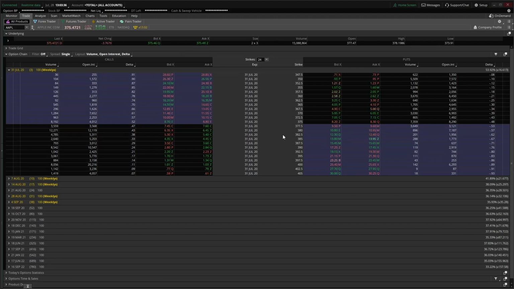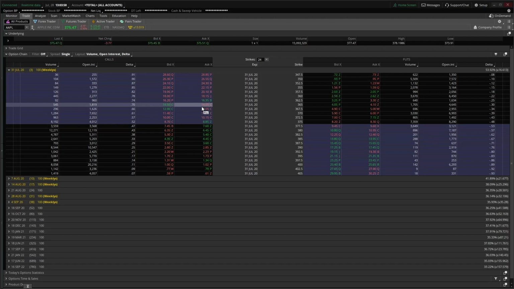So the expiration in this case, like I said, is July 31st, 2020. It doesn't matter if you're talking about calls or puts, everything that is out of the money by the time the contracts expire is going to be worthless. They're going to be zero. And everything that is in the money is going to have some value because you could exercise those contracts.